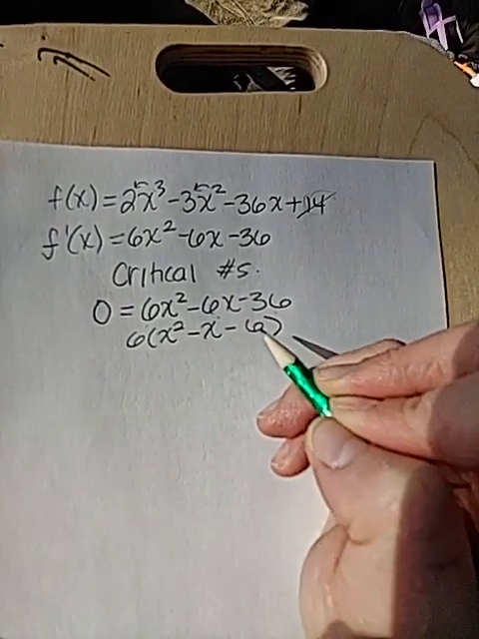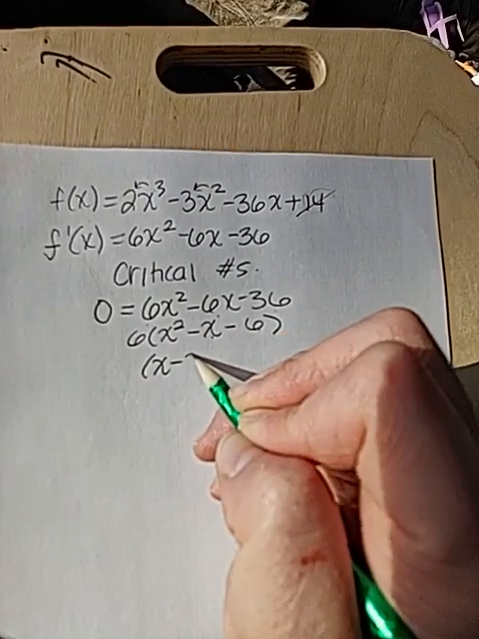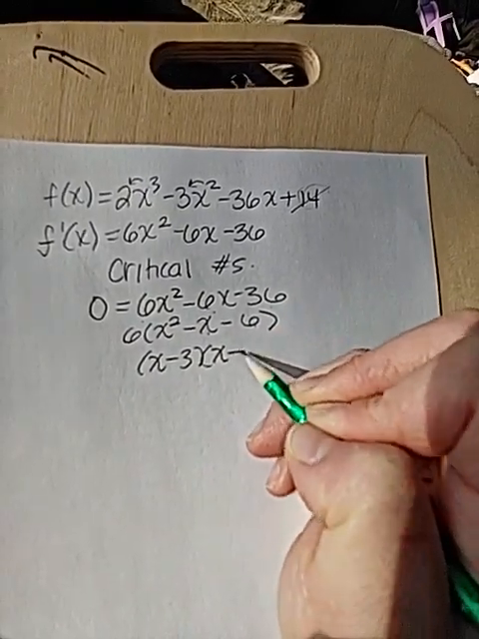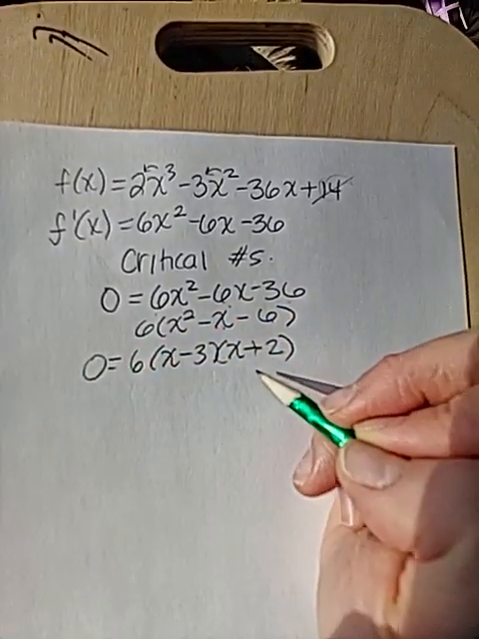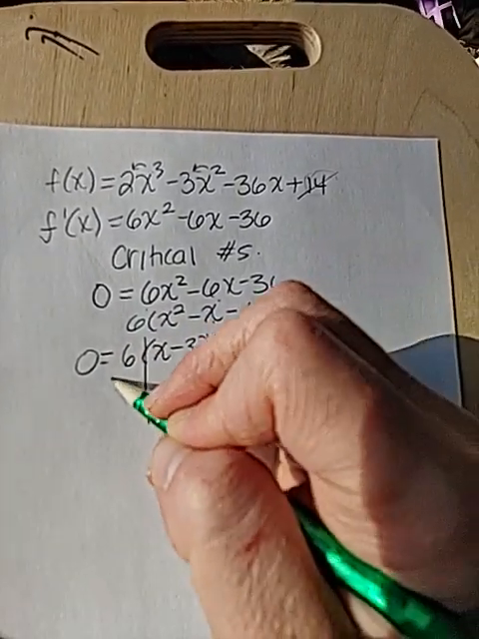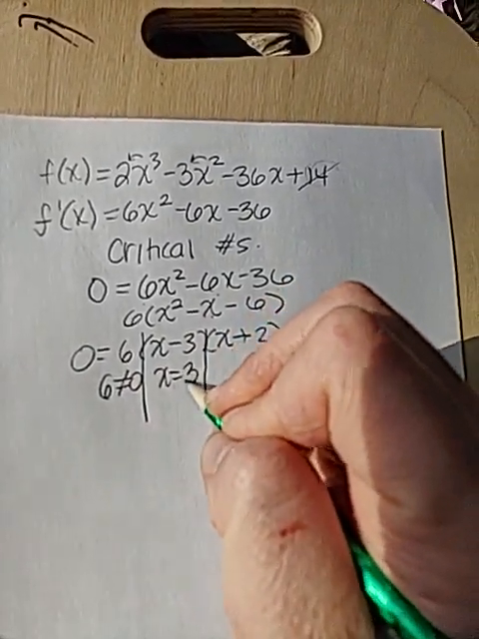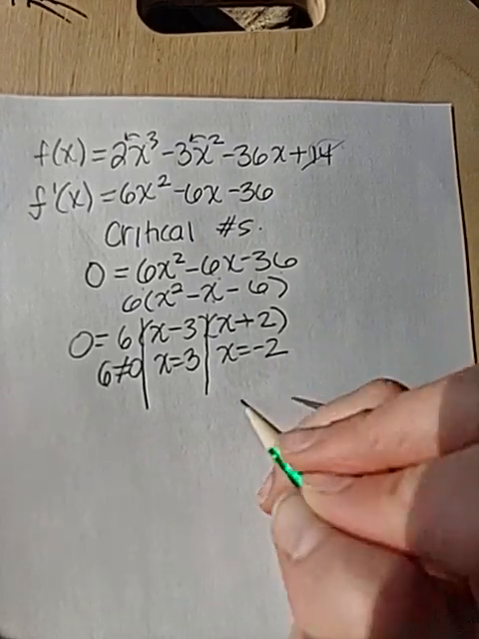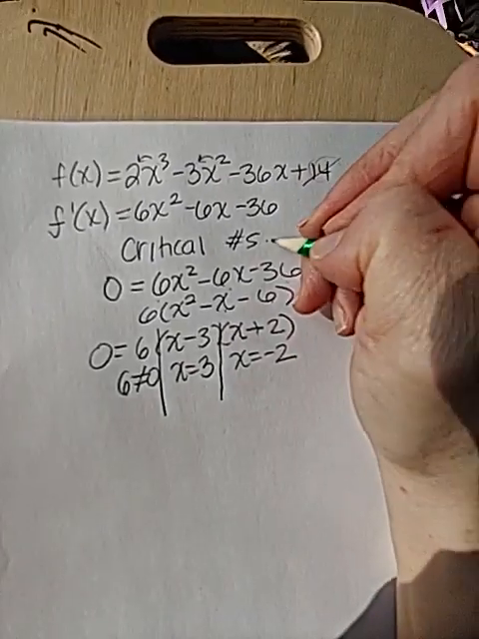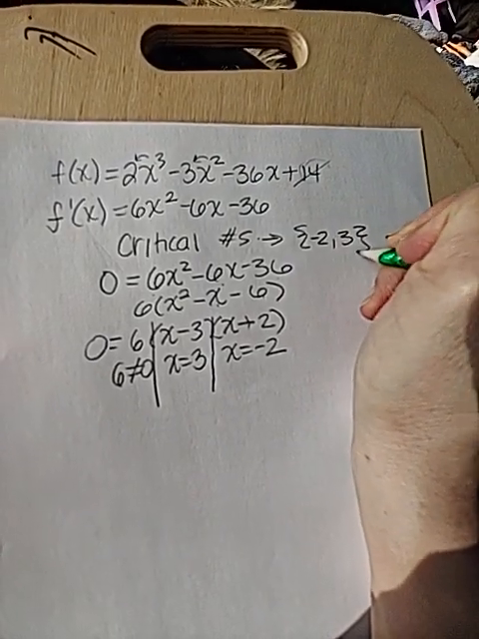And then I'm looking for factors of negative 6 that give me negative 1. So that's negative 3 and positive 2. And take each of my factors and set them equal to 0. 6 cannot be 0. X equals 3 and x equals negative 2. So that means that my critical numbers for this function are negative 2 and positive 3.